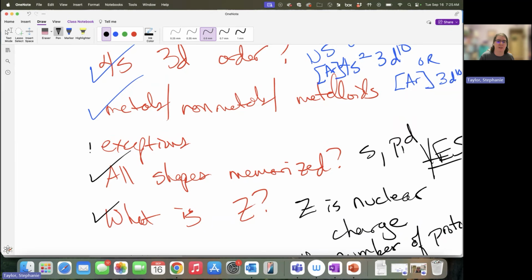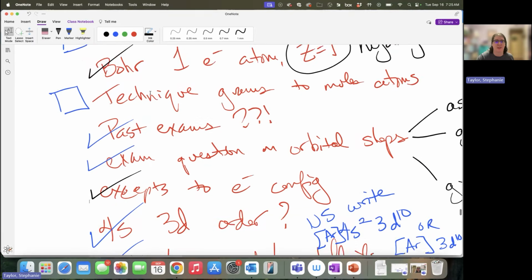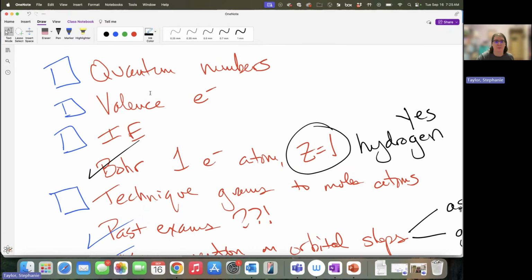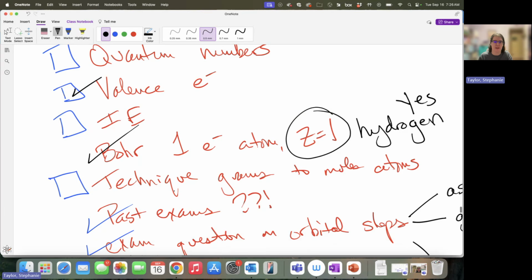Okay, we did the exceptions. Yay! We did the exceptions. I got asked about them a couple of times. We have talked about valence electrons. So I'm on quantum numbers, ionization energy, and techniques to go from grams to moles to atoms.